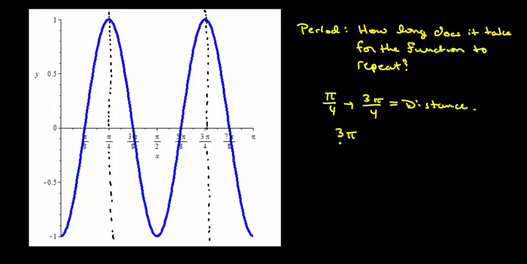So here's 3 pi over 4 minus pi over 4, which gives us 2 pi's over 4, because 3 pi minus 1 pi is 2 pi's, which is pi over 2. So it's going to take us a pi over 2 to repeat.